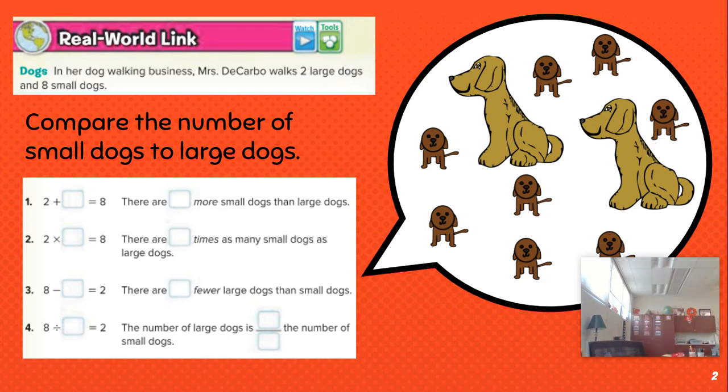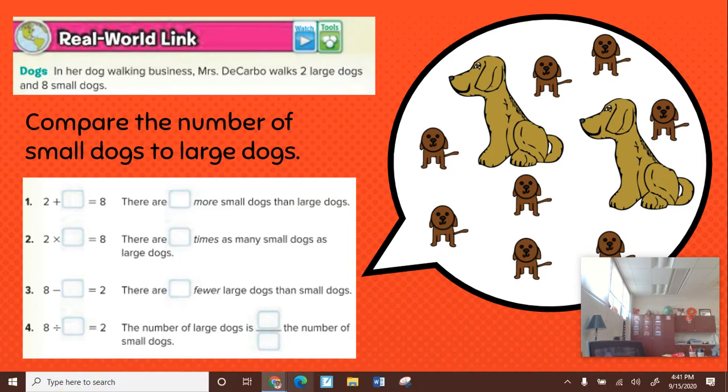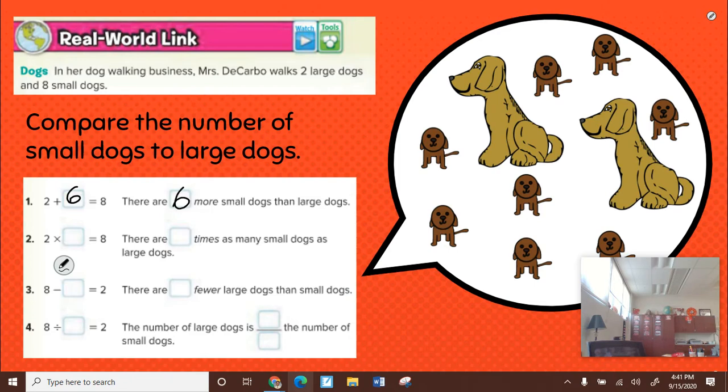So if I'm working on this, I should be able to fill this in pretty easily, right? So 2 plus blank equals 8. So if we do normal math, we know that 2 plus 6 equals 8. It says there are blank more small dogs than large dogs, so that's going to be 6, right? So that makes sense. Then we're going to go to the next one. 2 times blank equals 8. Well, we know that 2 times 4 equals 8, but in this situation, we're just comparing. So there are 4 times as many small dogs as there are large dogs.